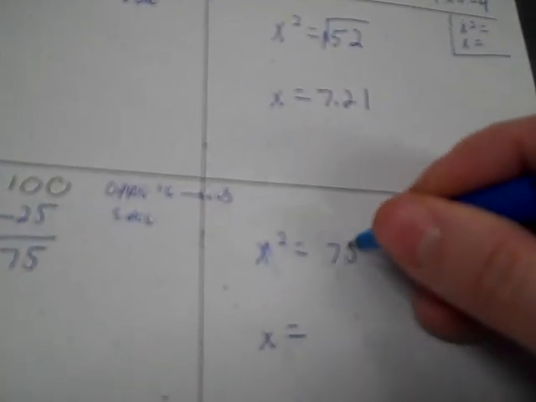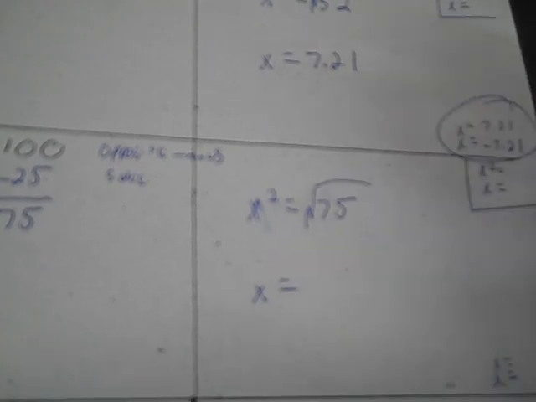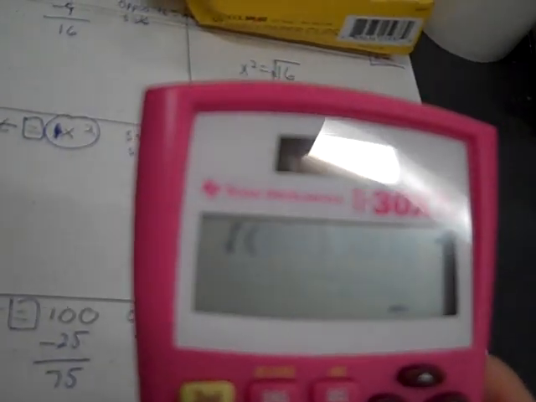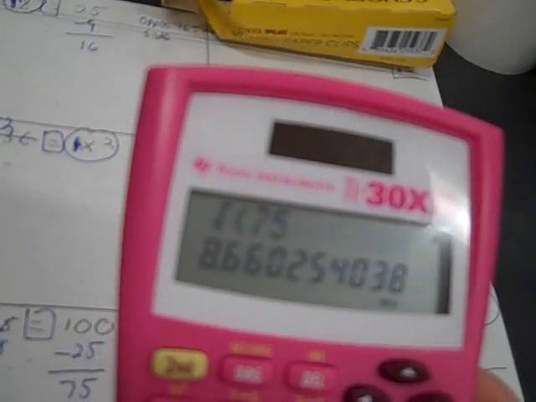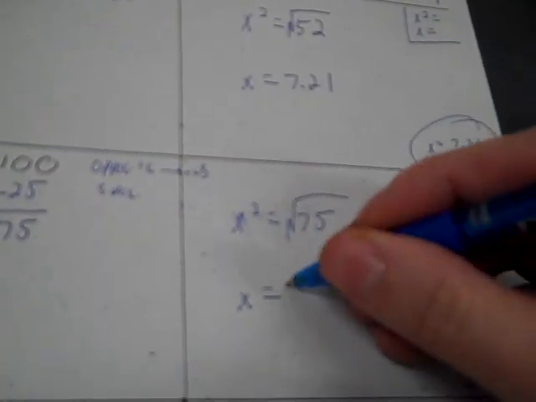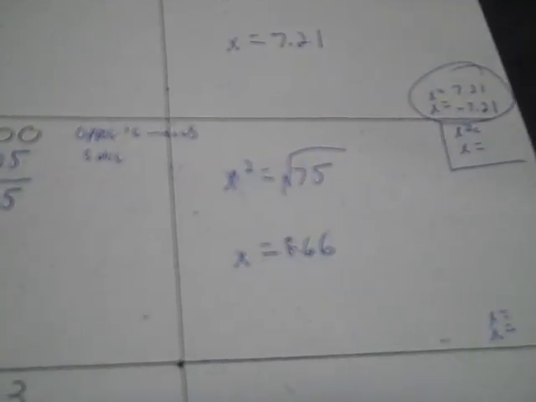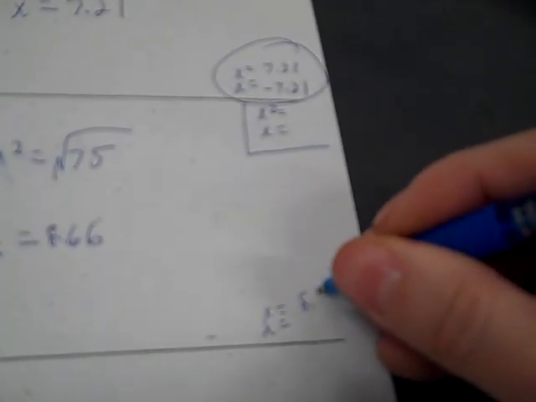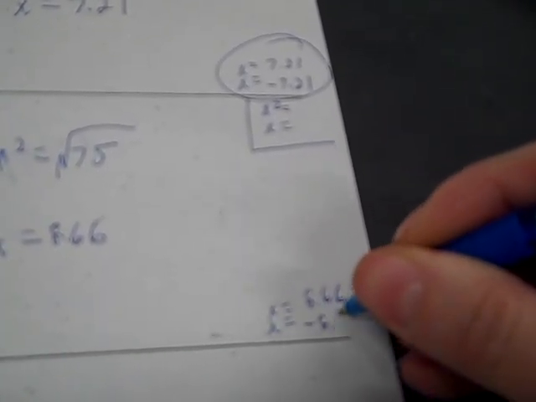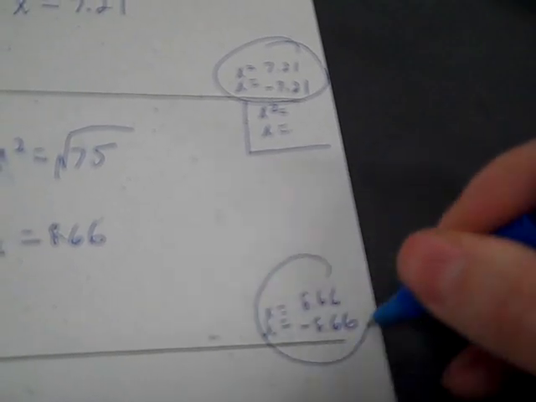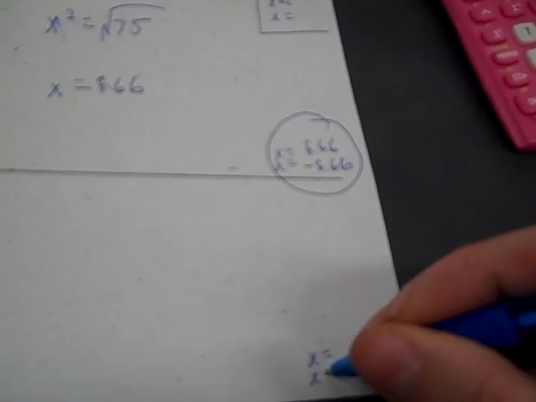So I put 75, then I square root it, because that finds the number times itself. That's 75, so 8.66. So again, we could have positive or negative 8.66. Okay, then my next one, there are 2 answers.